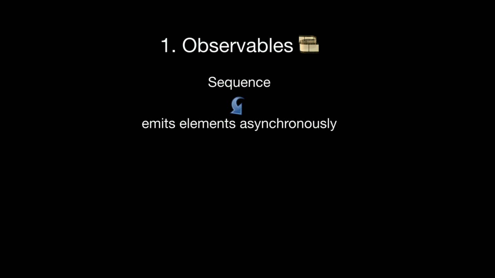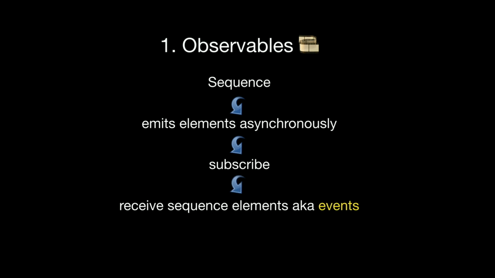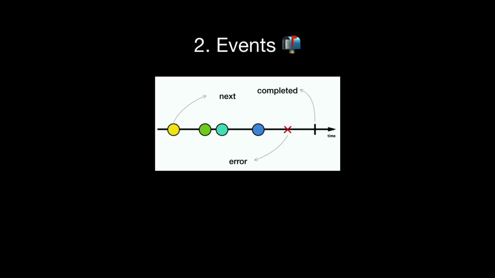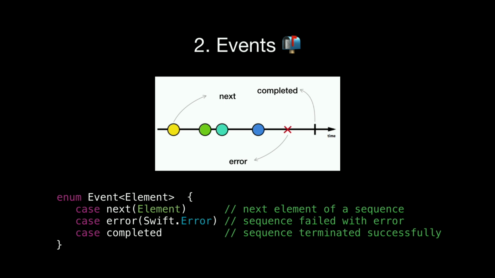Some basic concepts are, first, observables. An observable is basically a sequence that emits elements asynchronously, and if you subscribe to that sequence, you will start receiving those elements, aka events. But what is an event? An event is basically the elements emitted by the observable sequence. So an event is an enumeration with three possible cases. A next case, which is the next element emitted by the sequence. An error case, which is emitted once the sequence fails with an error. And a completed case, which is emitted once the sequence terminates successfully.